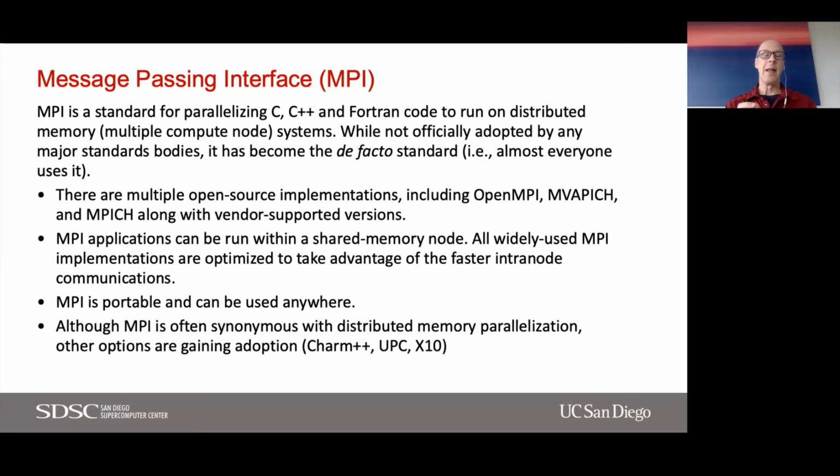And then finally, MPI is often synonymous with distributed memory parallelization, but there are other options out there that are gaining adoption. One you might come across is Charm++. The biggest use case for Charm++ right now is NAMD, the molecular dynamics software, a very highly scalable MD application. Our former director at SDSC, Mike Norman, who's a computational astrophysicist, is rewriting his major applications using Charm++. There's also UPC, Unified Parallel C, I believe it is, developed at the National Labs, and X10. So most often you're going to be seeing MPI, but you may come across other ways of doing distributed memory parallelization.